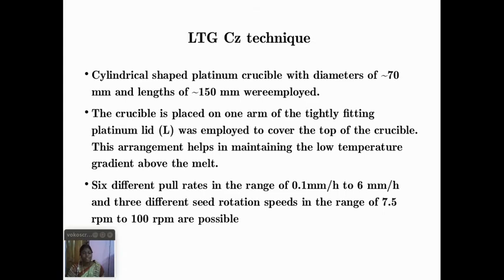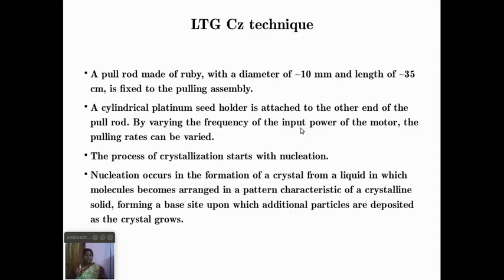6 different pull rates in the range of 0.1 mm per hour to 6 mm per hour and 3 different seed rotation speeds in the range of 7.5 revolutions per minute to 100 revolutions per minute are possible in this equipment. A pull rod that is made up of ruby with a diameter of approximately 10 mm and the length of approximately 35 cm is fixed to the pulling assembly. A cylindrical platinum seed holder is attached to the other end of the pull rod. By varying the frequency of the input power of the motor, the pulling rate can be varied.